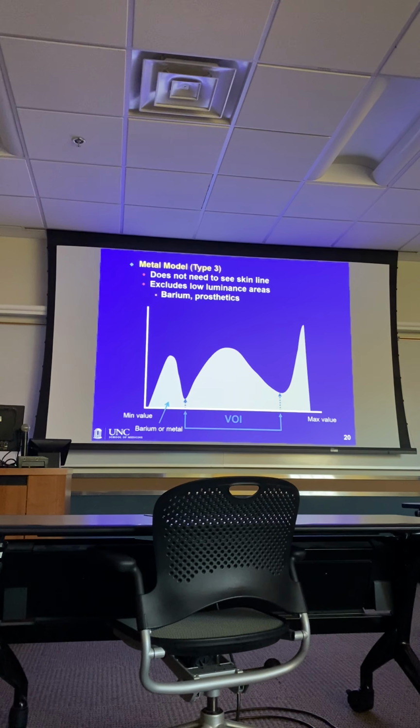Same thing with prosthetics. If there's a hip replacement, you would end up with this big bulk of low numbers, because the prosthetic device, the metal, absorbed that radiation. And so you don't want it to rescale too dark. So it would exclude that end.